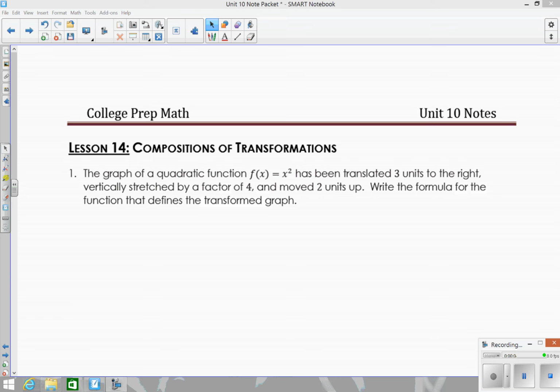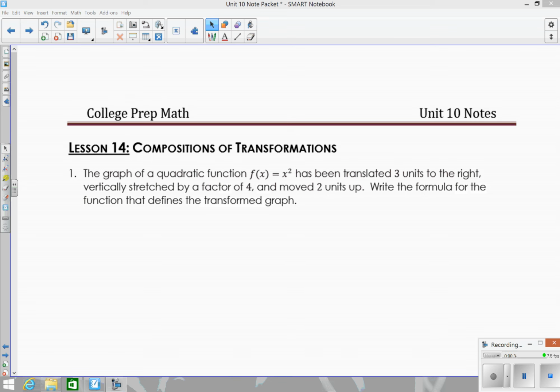Lesson 14, we're going to look at compositions of transformations. So basically what this means is we're going to apply multiple transformations on the previous function that we come up with. So you think about composition of functions, you take the output and then you plug it back into the function, or into another function or the same function, to get another output. Compositions of transformations is going to be the same idea. We're going to just kind of pile these up and perform them one right after another.